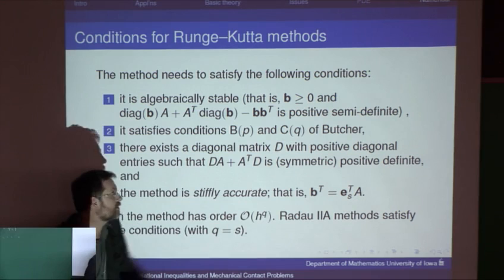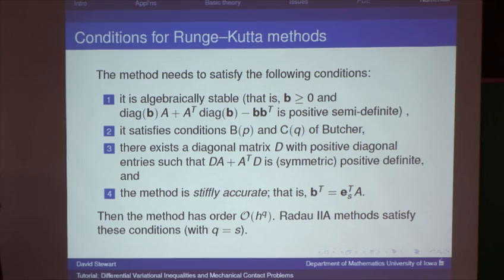Again, this is something that is understood within the ODE community. And the method is what is called stiffly accurate, which is basically that the b vector is the last row of the A matrix. There are methods that satisfy all these conditions. The Radau IIA methods satisfy them, and you can have arbitrarily high order methods.